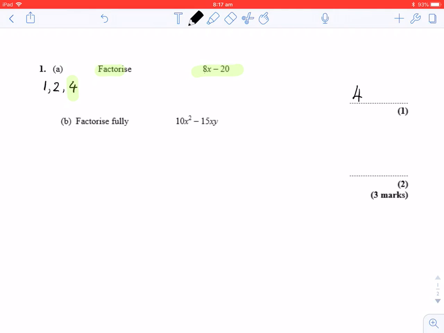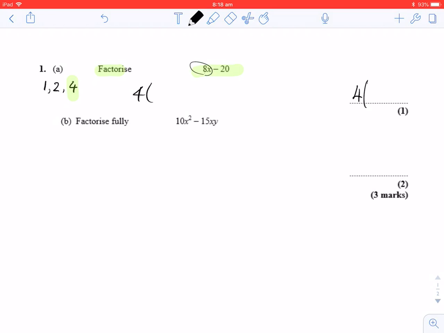Now the next thing I look for is any letters that are in both parts. So we can see that I've got an x next to the 8, but I don't have anything next to the 20, so there are no letters that I can factor out. So that means that I've finished factoring out and I can open my bracket. Now the idea is that I've got a 4 and a bracket, and I want to see what I need to times that 4 by in order to get the 8x that we've got there.